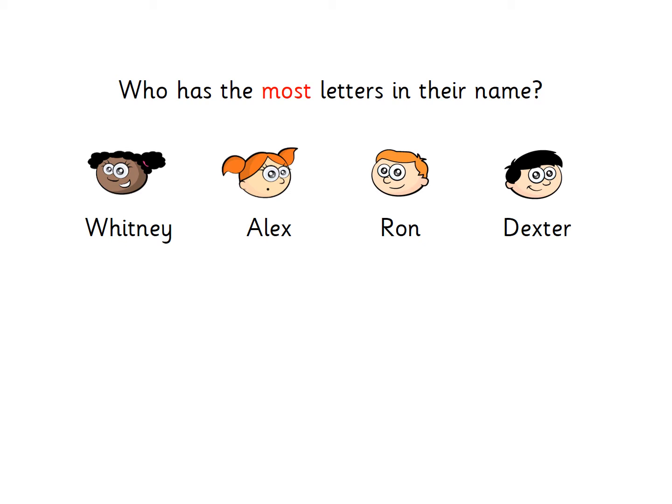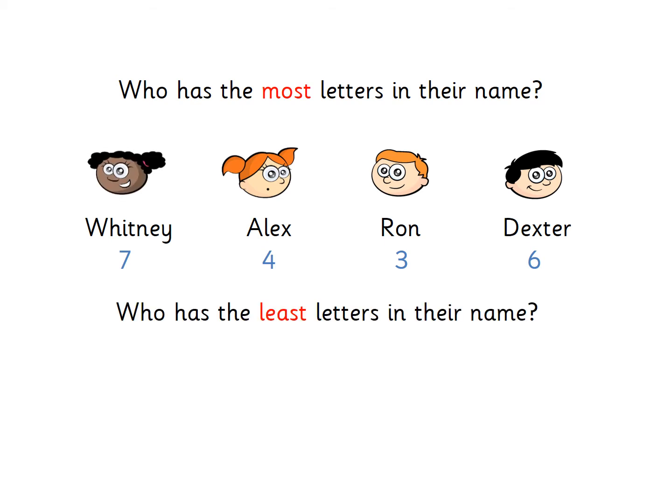So let's start with Whitney. Let's count how many letters. 1, 2, 3, 4, 5, 6, 7. 7 letters in Whitney's name. Let's count Alex. 1, 2, 3, 4. Let's count Ron. 1, 2, 3. And let's count Dexter. 1, 2, 3, 4, 5, 6. So who has the most letters? Now look at those numbers. Which one is the most? Super. Whitney is the one with the most.